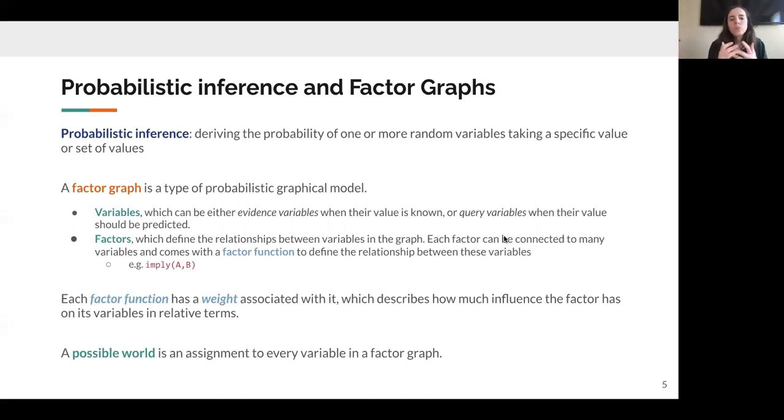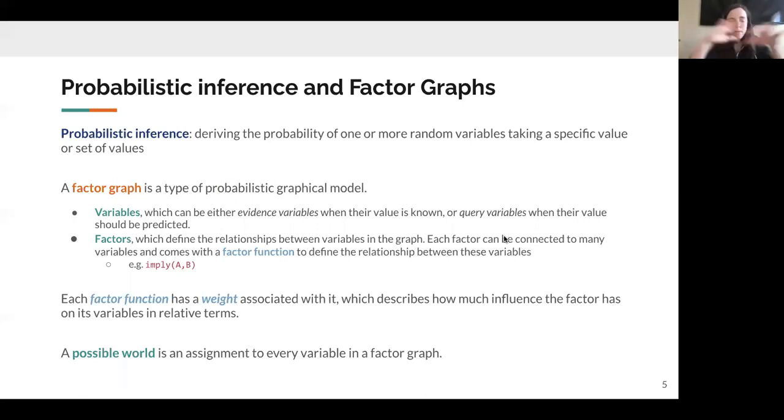They usually come with a factor function. A factor function is basically what defines the relationship between these variables. You could model things like an implication, so A implies B, but it can be many things. In factor graphs, usually each factor is tied to a factor function that is used to score the likelihood of that relationship happening. We're going to call that the weight, and it describes the influence that the factor has on all the variables involved in it.